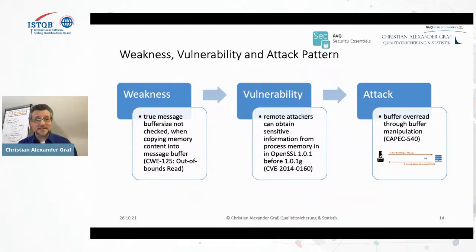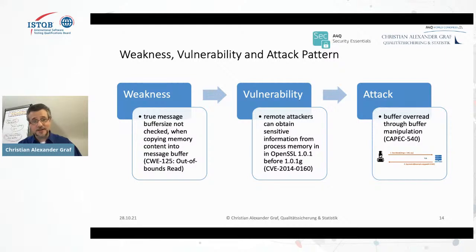Then let's see if we can classify the attack pattern and the weakness that belong to that. The vulnerability was described in the CVE list as: a remote attacker can obtain sensitive information from process memory in OpenSSL 1.0.1 up to 1.0.1g. And again, here we have the CVE number.